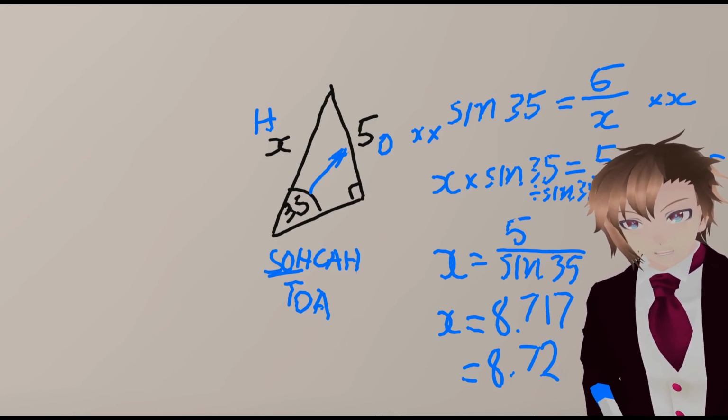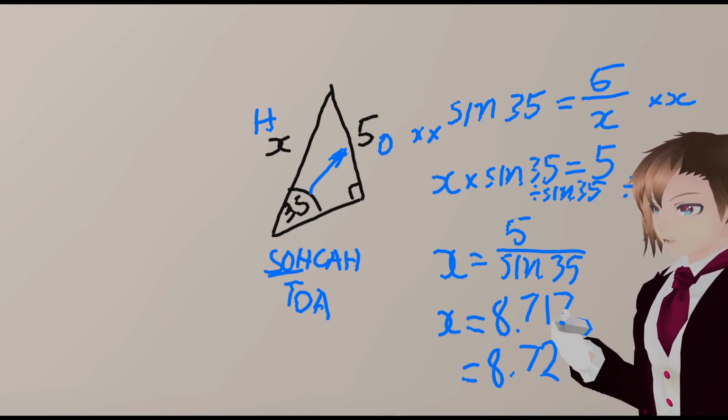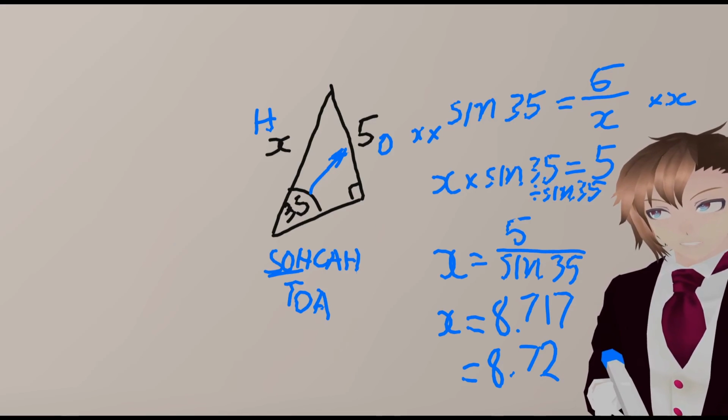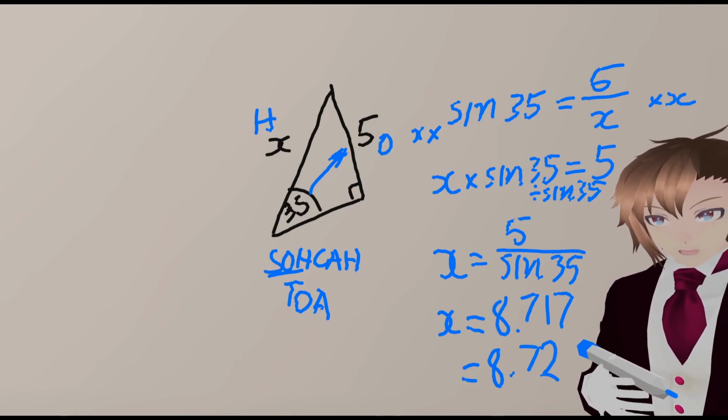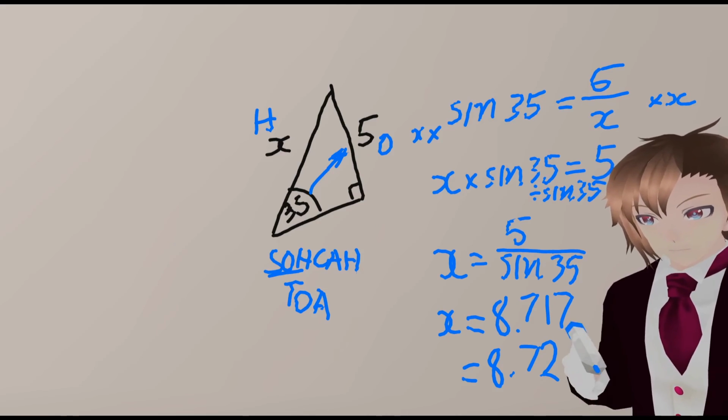Let's do one more example on finding the angle instead of one of these sides. We're going to be using what is called arc sine, arc tan, and arc cosine. Let's go do that now.